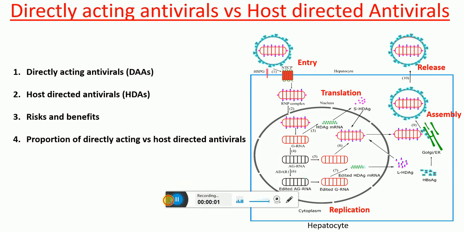Hello everyone. In this lecture today, I'm going to talk to you about two different types of antiviral agents, that are directly acting antiviral agents versus host-directed antiviral agents. So the overview of the topics that I'm going to cover is what are the different directly acting antiviral agents and what is the mechanism of their action, what are host-directed antiviral agents and what is their mechanism of action, and what are the risks and benefits associated with these directly acting antiviral agents and host-directed antiviral agents.